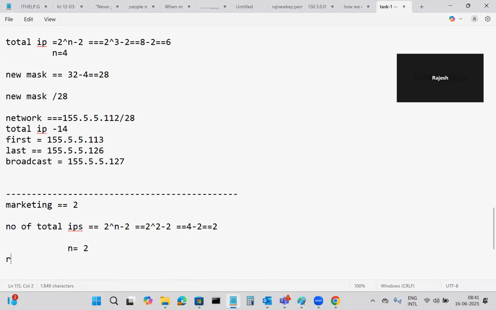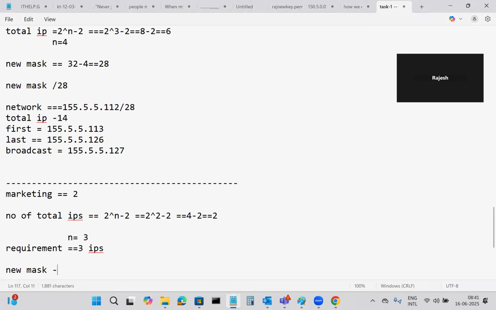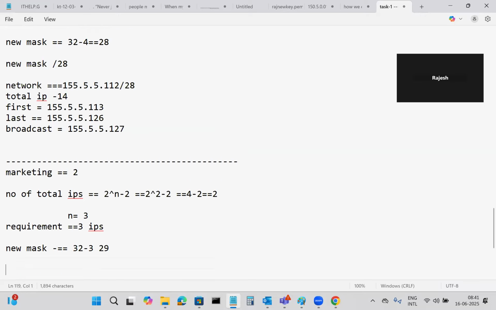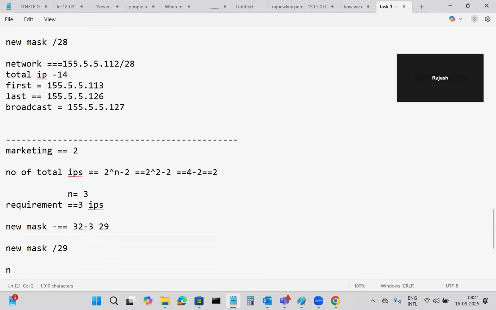My requirement is 3 IPs. 3 IPs means I cannot use n as 2 now. What can I use? n as 3. Then only it can fulfill my requirement. Otherwise, it will be difficult for us. So n is now 3. All right, now let's find out the new mask. What will be my new mask? 32 minus 3, correct? It will be 29. So my new mask is now 29. Once we get that, we are going to find out the network for marketing.